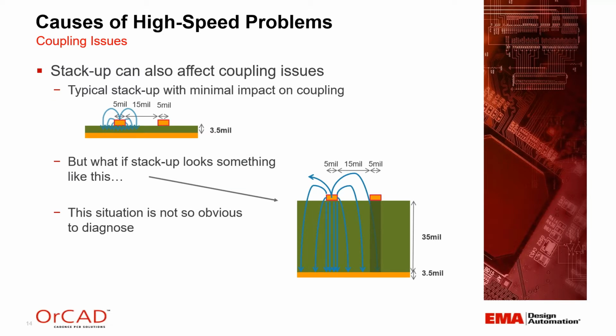But not only trace links are affected. Sometimes the stack-up can affect coupling issues. With a typical, normal stack-up that doesn't have odd dielectric thicknesses, if you adhere to normal layout rules and spacing rules, you can control that pretty well. But some designs require thicker dielectrics or different materials, such that you have more space for the coupling fields to interact with one another. So when your stack-up is part of the problem, sometimes it's not so obvious to diagnose.